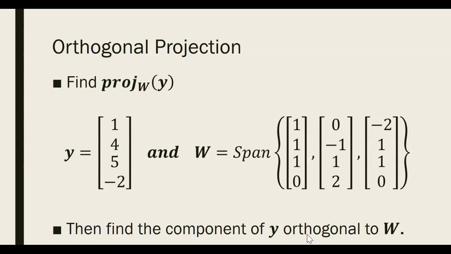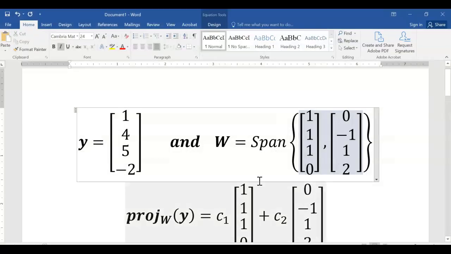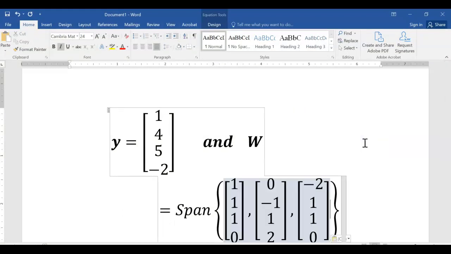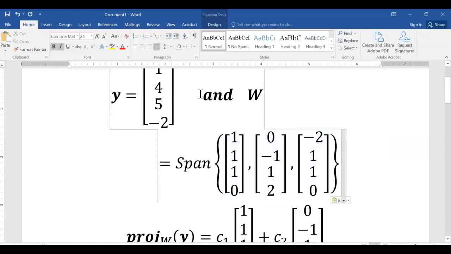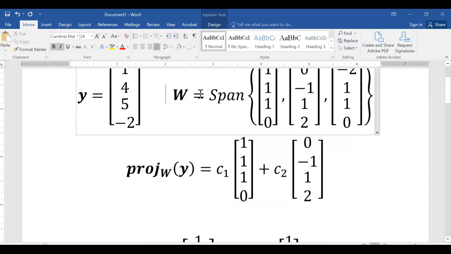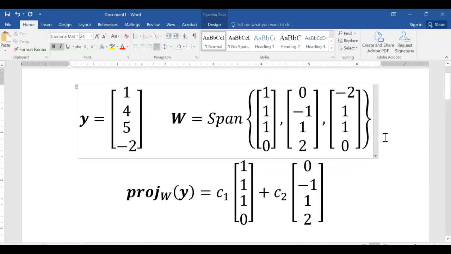So here we go. In my last example, I did this W. Now I'm going to add one dimension by adding a vector to the basis of W. The vector I'm adding is -2, 1, 1, 0. Now my projection onto this W, I probably should have used different letters because we're kind of redundant.